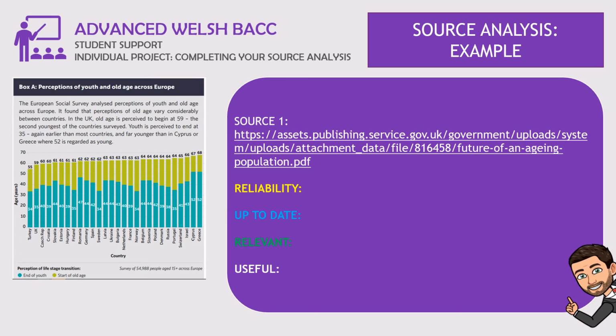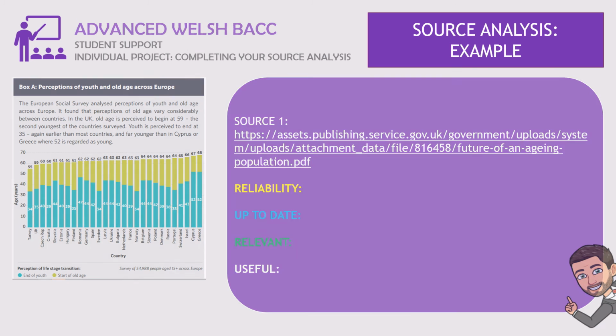So if we're looking at an example, we mentioned at the start about sharing the link, the URL, and right at the top there you can see that is the URL to the data, which you can see on the left, which is a graph that indicates perceptions of youth and old age across Europe. And you've got all countries there identifying where they consider the end of youth and when they consider the start of old age. So what we're going to be doing now is doing a source analysis on this document.